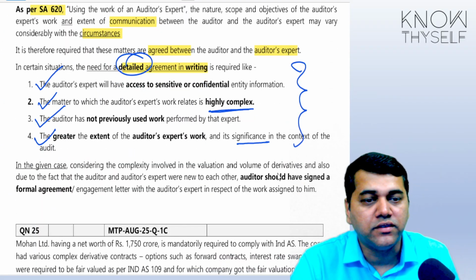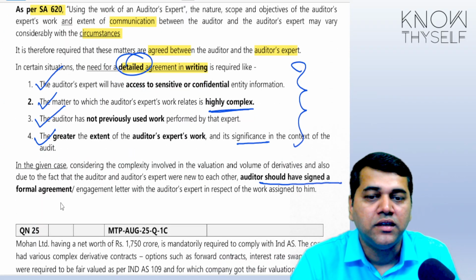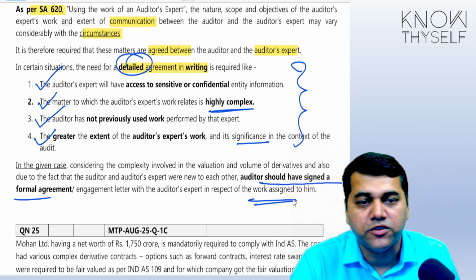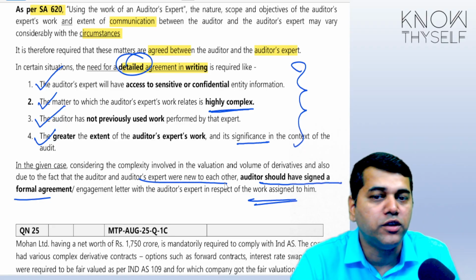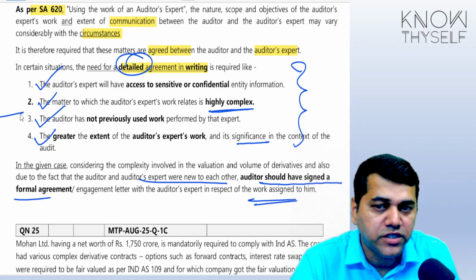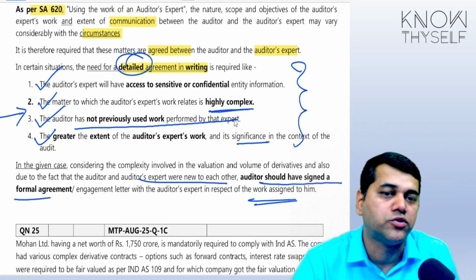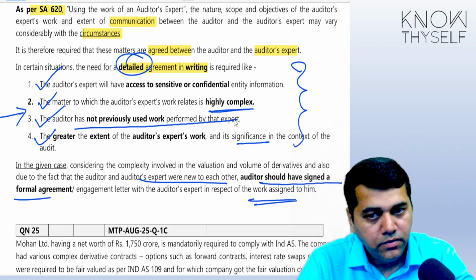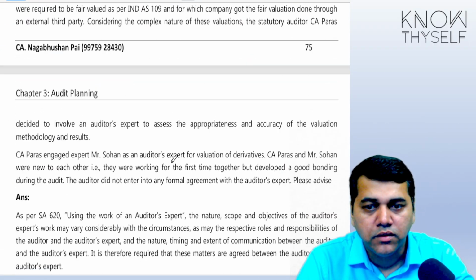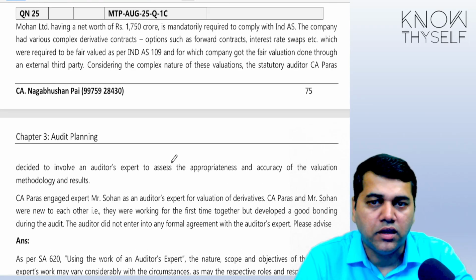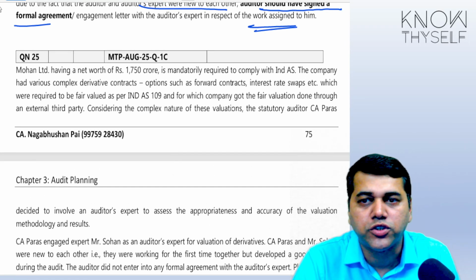So in the given case, you should have signed an agreement letter with an auditor's expert, because they both are new to each other. This is the point they are talking about. They are not previously used to the expert's work. I hope it's clear. So you have got this one more MTP question.